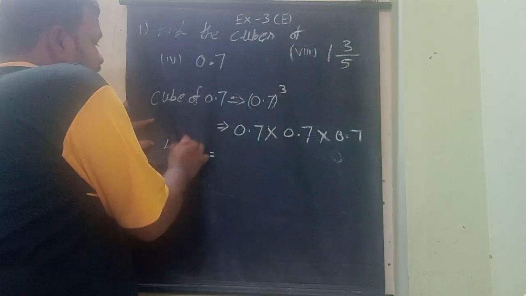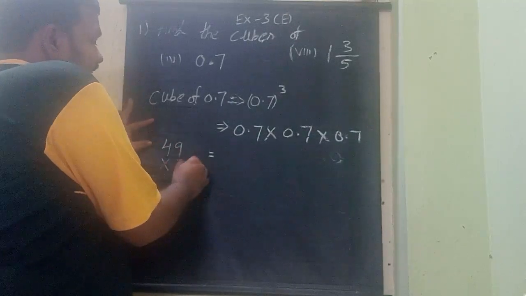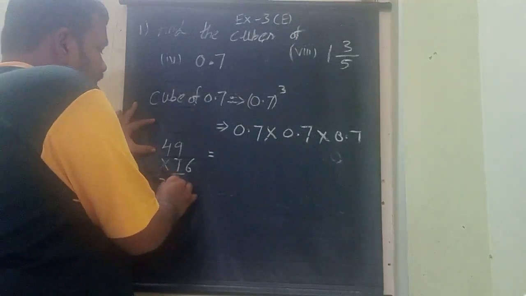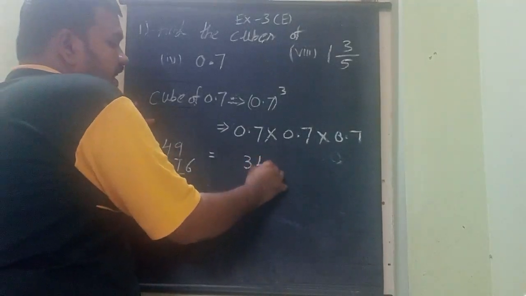Check once whether it is correct. 49 into 7. 9 sevens are 63. 7 fours are 28, 28 plus 6 is 34. 343. Write that first: 343.